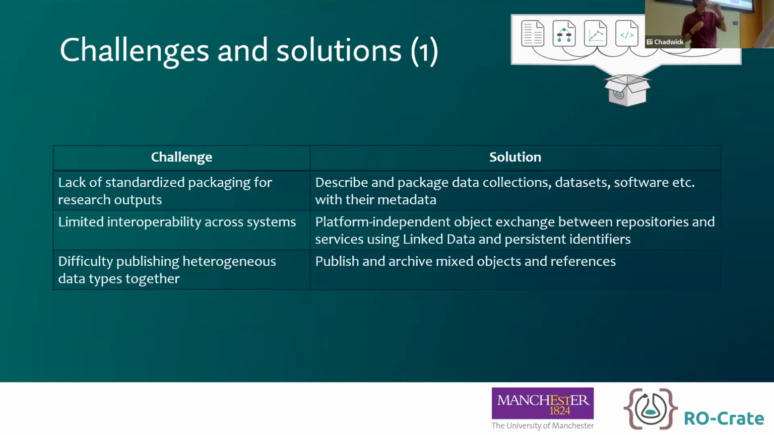So there are a bunch of challenges that the FAIR research object movement was trying to solve. Some of these were around a lack of standardized ways to package research outputs. There's limited interoperability between different systems and data types. It's harder to publish different kinds of data together. And so the solution had to focus on describing and packaging data with its metadata in a platform-independent way, so you can exchange it between different services, and then being able to publish and archive these kinds of mixed objects and cross-references.